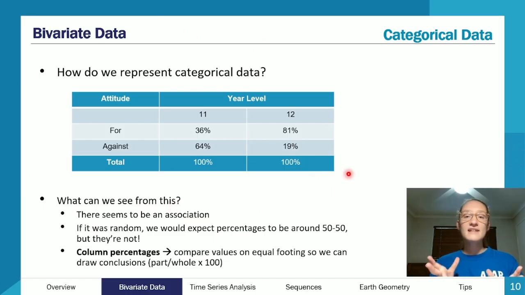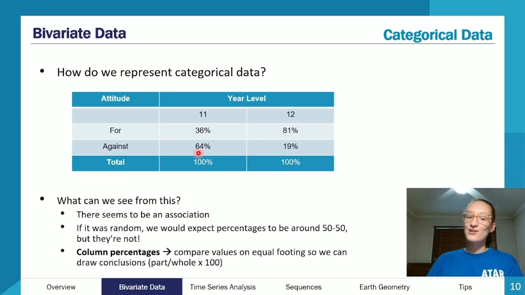So let's say, for example, this data is about whether year 11 or 12s are for or against phone use at school. Here we could see that 36% of year 11s are for phone use at school, while 64% are against it. And even there, by using that adjoining word "while", I'm intentionally comparing them, contrasting and discussing the difference and drawing a conclusion from that, which would be that year 11s seem more likely to be against phone use at school.